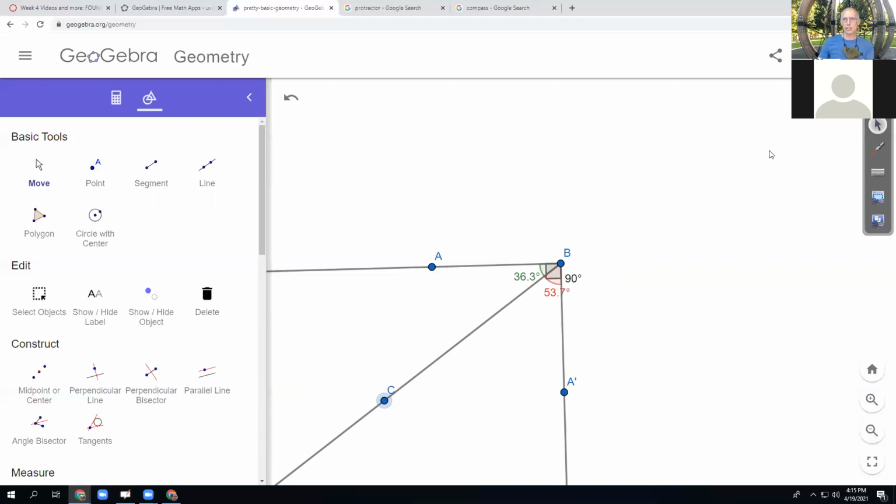I'll explain that next. Questions on playing with GeoGebra here? Okay, supplementary angles next.